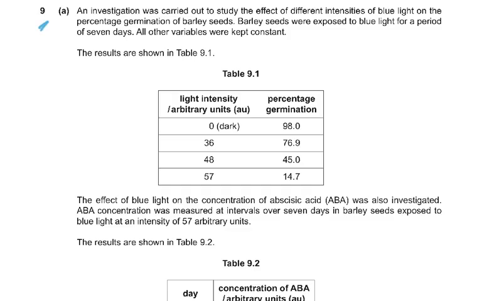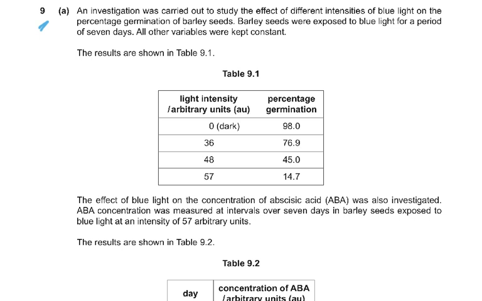Question 9. An investigation was carried out to study the effect of different intensities of blue light on the percentage germination of barley seeds. Barley seeds were exposed to blue light for a period of 7 days. All other variables were kept constant. The results are shown in Table 9.1. Light intensity in arbitrary units: 0, dark, 98% germination; 36 units, 76.9; 48 units, 45.0% germination; and 57, 14.7.